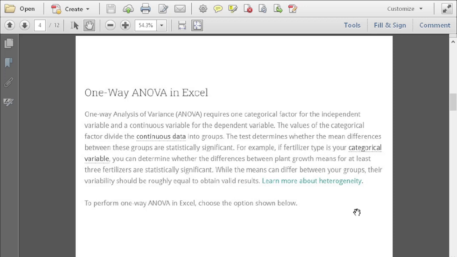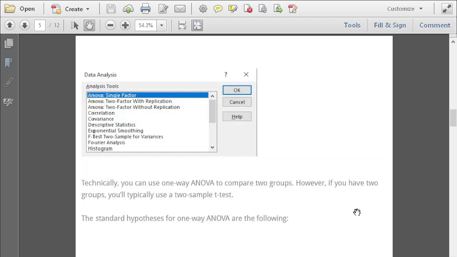So this is how you're going to perform it. Right after the Data menu, click on Data Analysis and then click on ANOVA: Single Factor. In Microsoft Excel, we have three options for ANOVA: ANOVA single factor, ANOVA two factor with replication, and ANOVA two factor without replication. Then we have correlation, covariance, descriptive statistics, exponential smoothing, F-test two sample for variances, Fourier analysis, and then histogram. Those are the tests when talking about data analysis, but for this discussion, we're just going to focus on ANOVA.